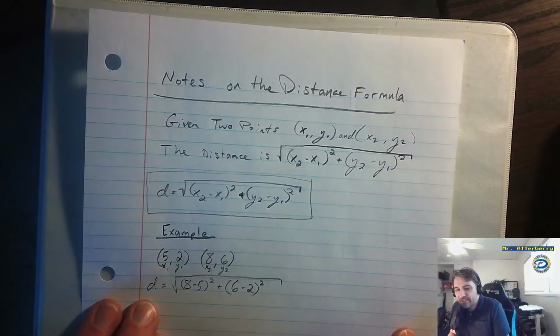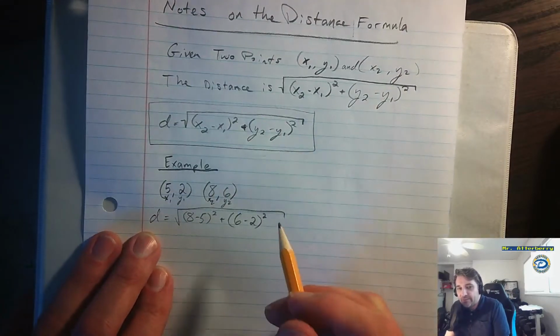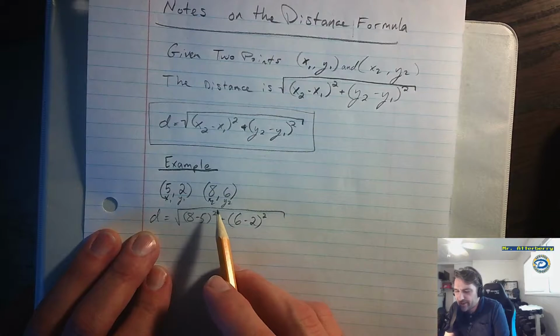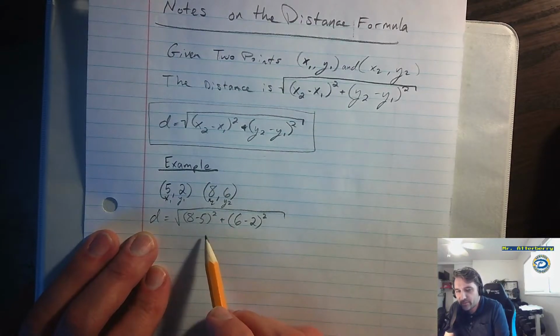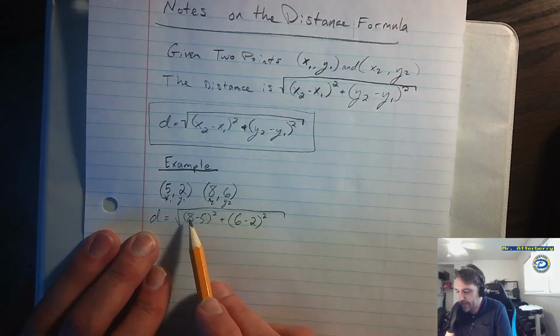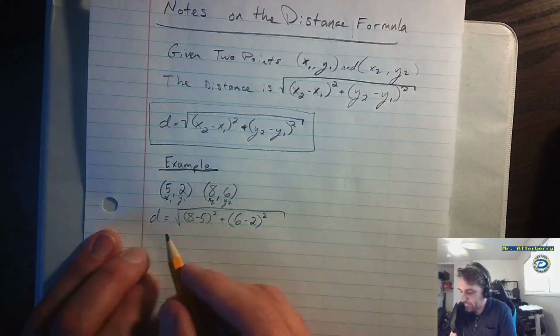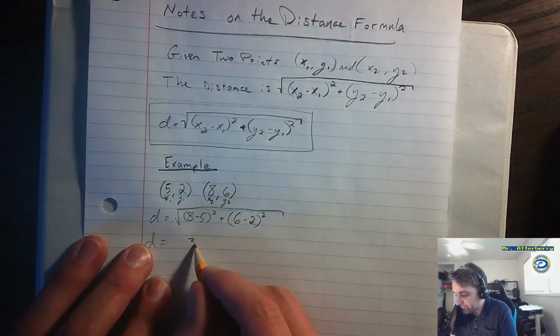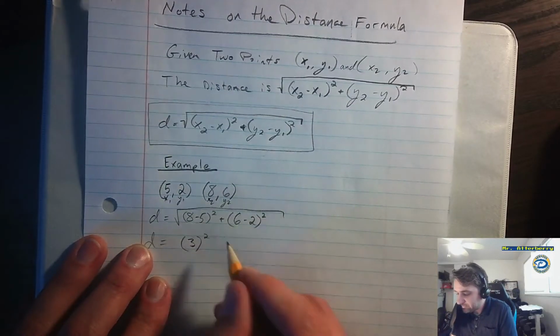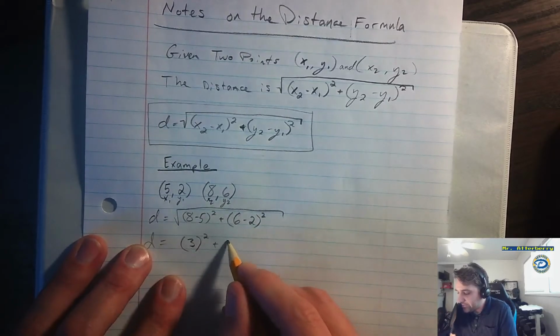Okay, so let's take a look at what we're doing here. I'm going to start by doing the parentheses, right? Remember order of operations. We start by doing our groups or our parentheses first. Okay, so I'm going to say 8 minus 5, and then I'm going to do 6 minus 2. 8 minus 5 equals 3. 6 minus 2 equals 4.